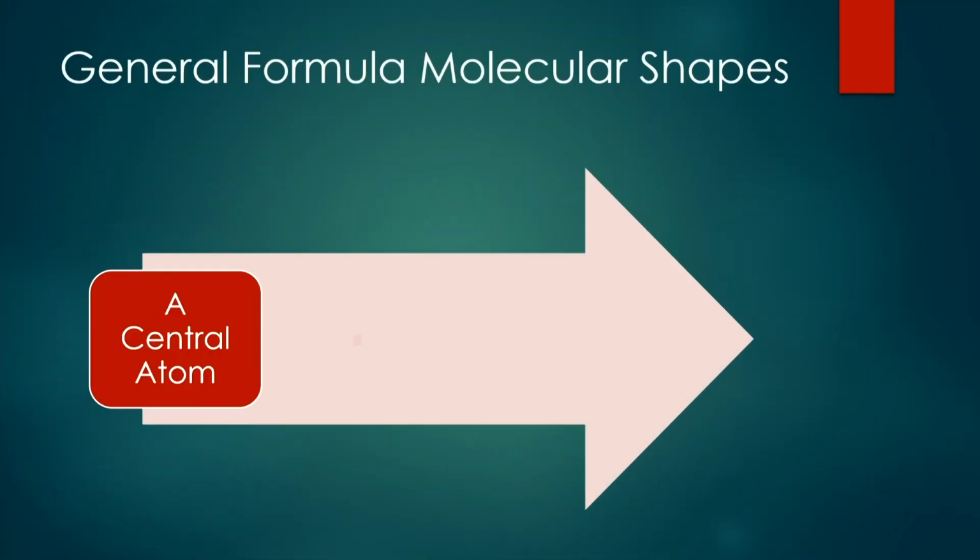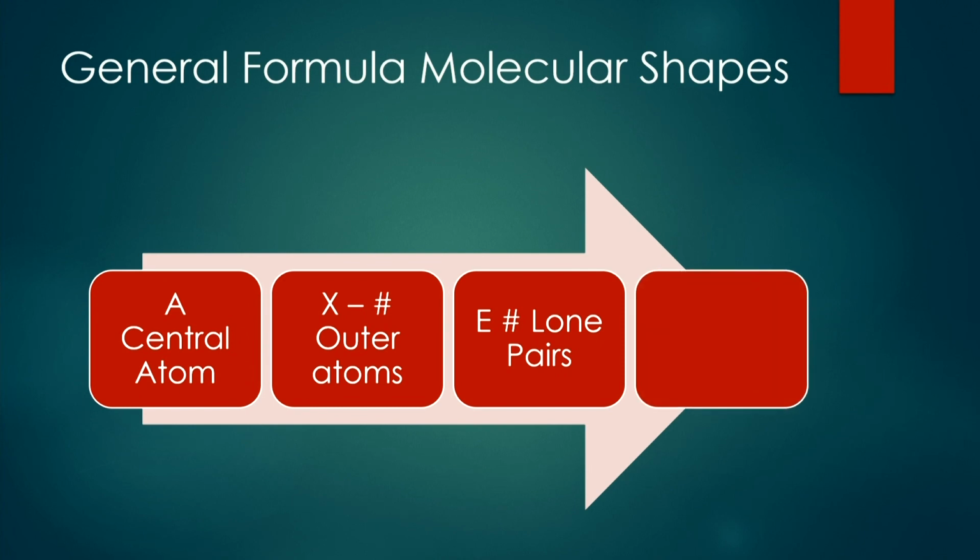There's a general formula that we follow. The A is the central atom, the X are the outer atoms, and the E, I'm using it here to represent the number of lone pairs of electrons. Sometimes I see that it's written with the letter N.